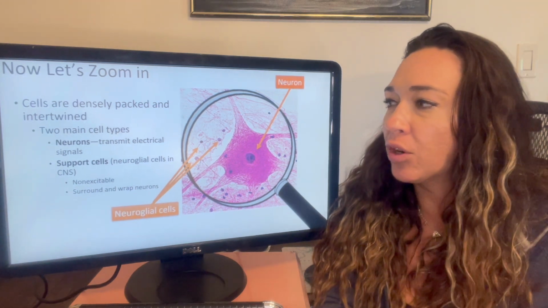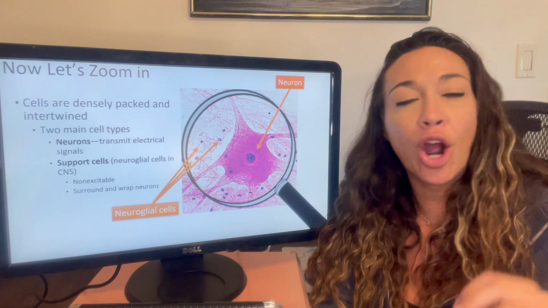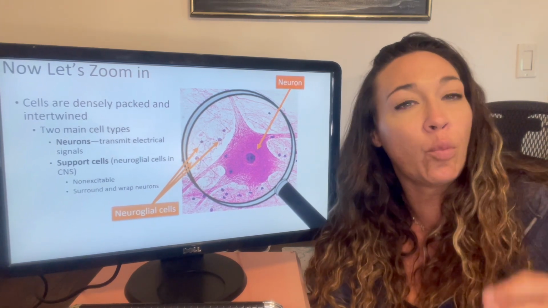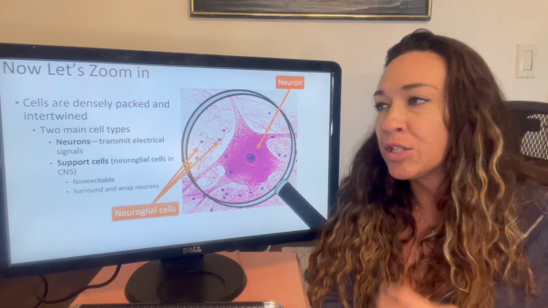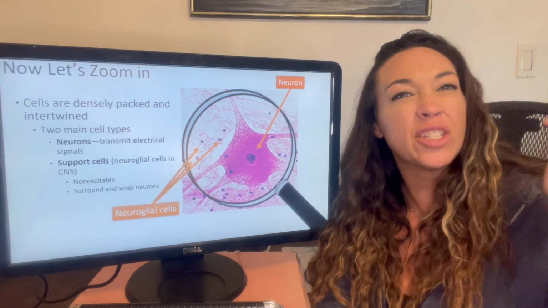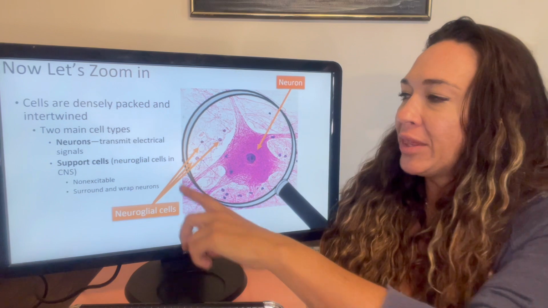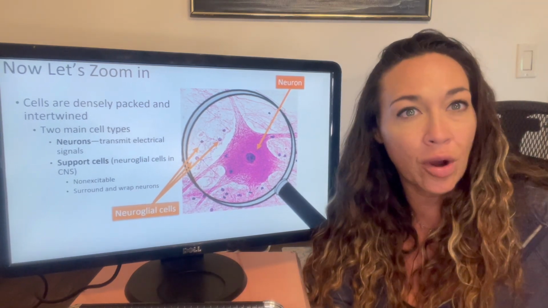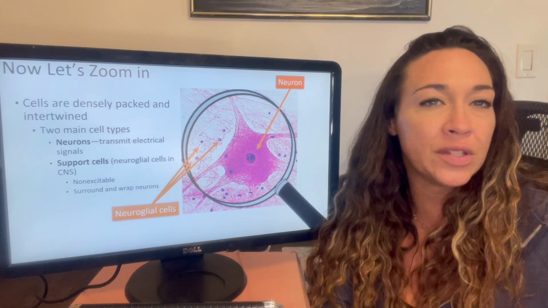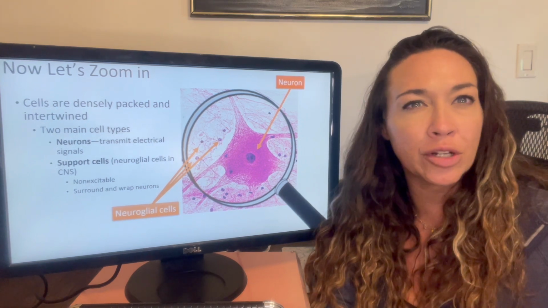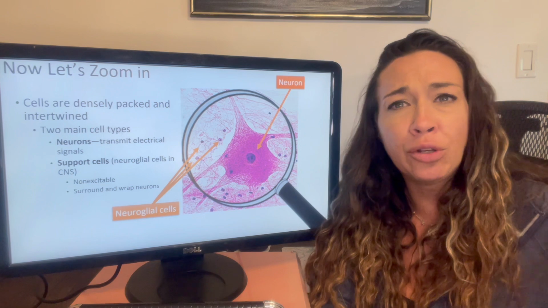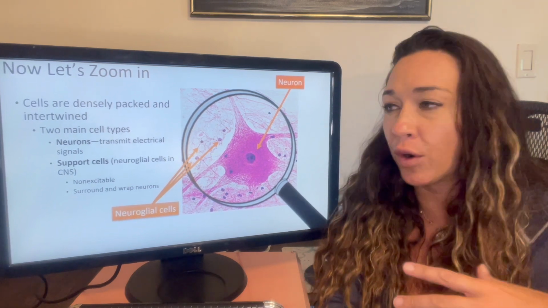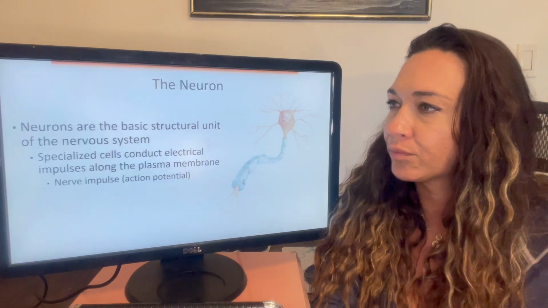Now, these support cells or these neuroglia are not excitable. And so essentially what this means is we can't trigger them with these electrical impulses. So these neurons can be excited. Remember, that's like your neurons firing, right? But these guys are not. Essentially what they're doing is they're just surrounding and wrapping the neurons. And there's going to be a lot of things that we see that are basically insulating the neurons because you have this electrical impulse. You don't want to lose it. And you don't want that signal to be lost anywhere. You do want it to go as far and as fast as it needs to go.